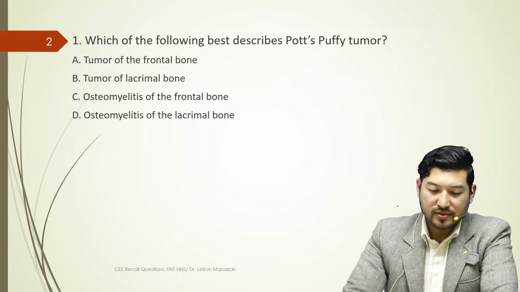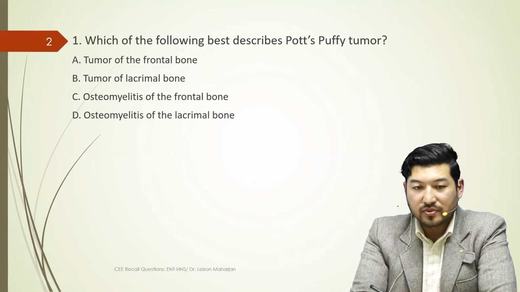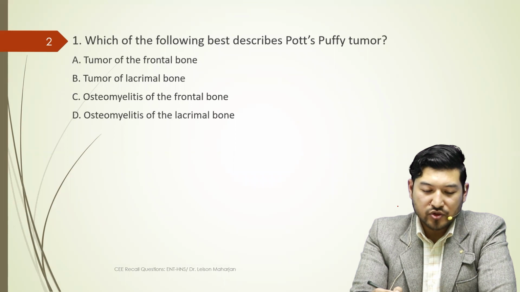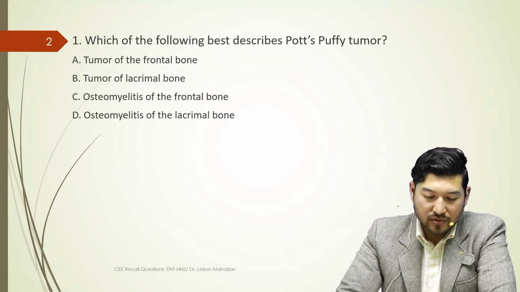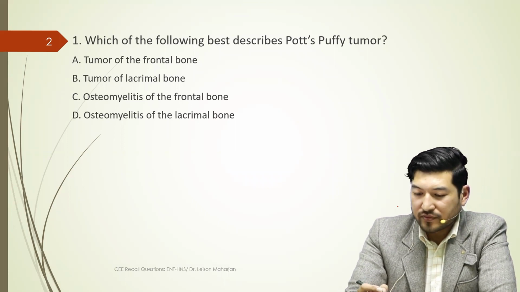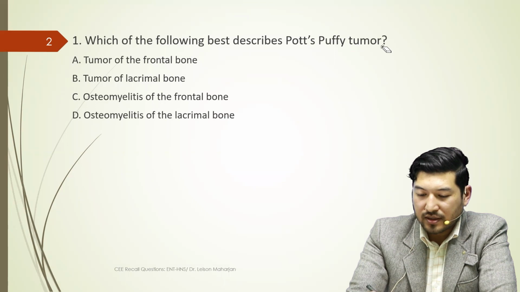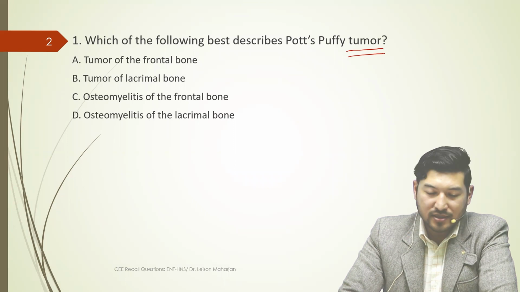So now we are going to talk about the first question. The question is, which of the following best describes Pott's Puffy tumor? There are 4 answers: tumor of the frontal bone, tumor of the lacrimal bone, osteomyelitis of the frontal bone, osteomyelitis of the lacrimal bone. The students usually get confused with the term tumor out here, but actually this word tumor is a misnomer. So let's see what this Pott's Puffy tumor is in the next slide.